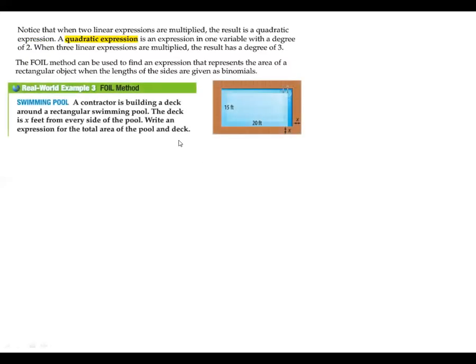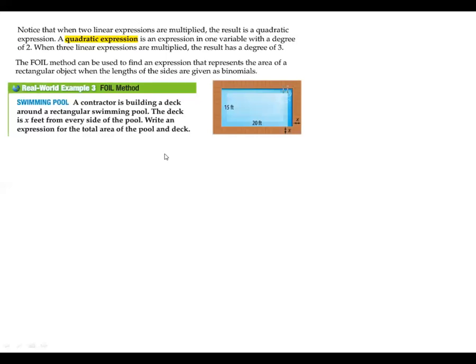So for example, in this swimming pool, a contractor is building a deck around a rectangular swimming pool. The deck is X feet from every side of the pool. So you have the pool, it's 15 by 20, and then they're putting on a deck that is X feet wide around the edges of the entire pool. It's kind of like the border around a painting, or a border around a printed page. The deck is X feet from every side of the pool.